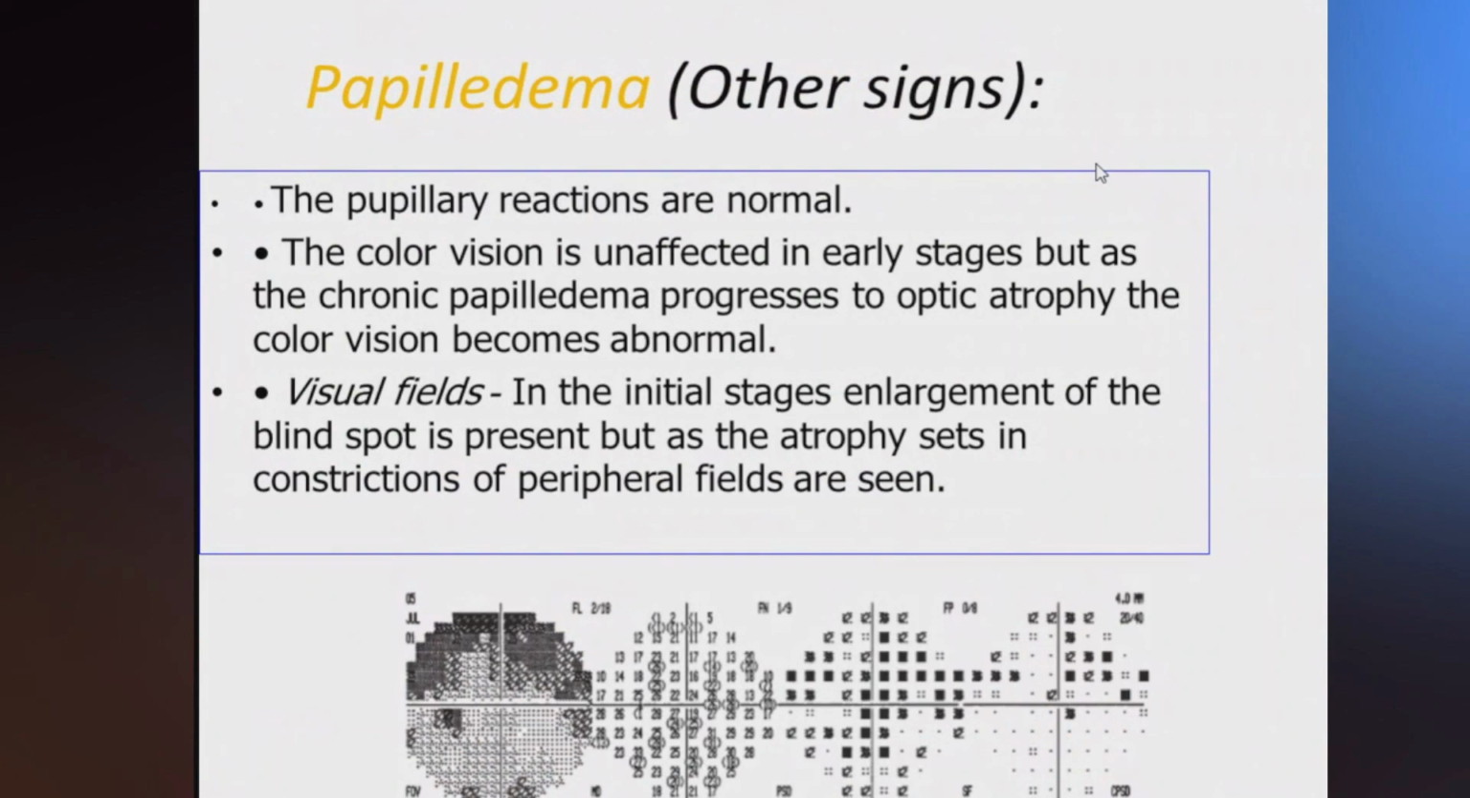Other signs of papilla edema: the papillary reactions are normal. The color vision may be affected in late stages. And visual field defects start from the blind spot, and in the last stages we can see constriction of peripheral visual fields.